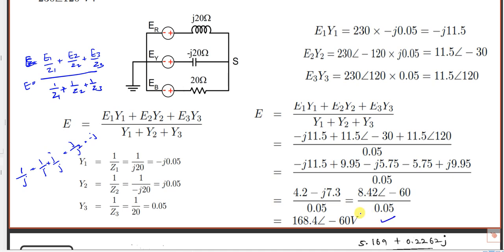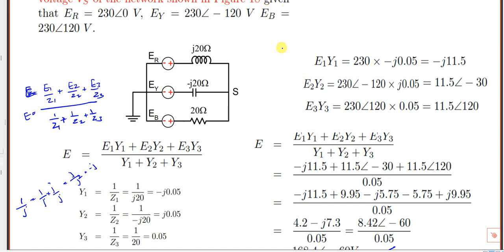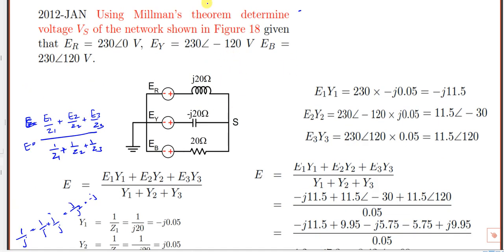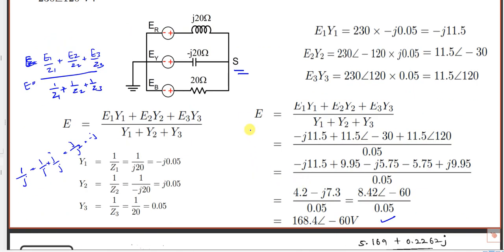So this is the AC problem. Here there is no need to find any equivalent impedance. They ask you just to determine Millman's voltage, only the voltage. What is the voltage you have to find now? Just what is E. They have not asked for any impedance. If they give any load impedance here and ask to find the current through it, then you have to find the equivalent impedance, and then you have to find the current also.